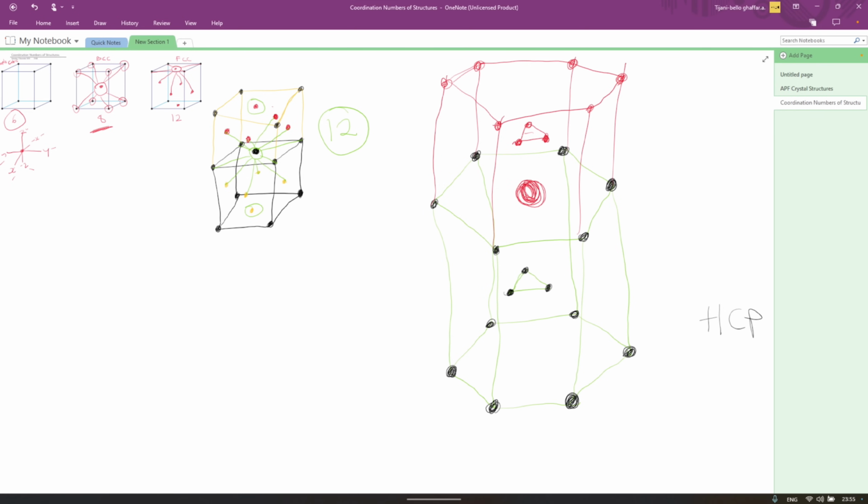Remember I said it only goes to the 2 layers. It goes 3 layers: that's his own layer, the layer above, and the layer beneath. So let's count. We have 1, 2, 3, 4, 5, 6, 7, 8, 9, 10, 11, and 12. So that is why I said both FCC and HCP have 12 atoms for the coordination number.